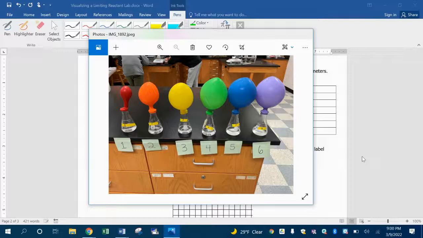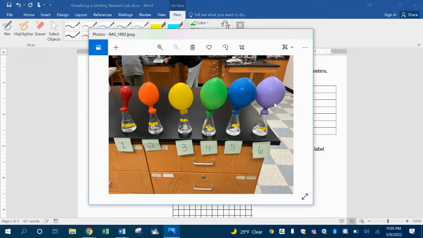Hopefully your class's results look something like this, where in flask 1, the balloon was the smallest. Flask 2 had the balloon get slowly bigger, and same for 3. And then once you got to 4, it was definitely bigger than 3. And 5 was maybe a little bit bigger than 4, but 4, 5, and 6 all look very similarly sized.